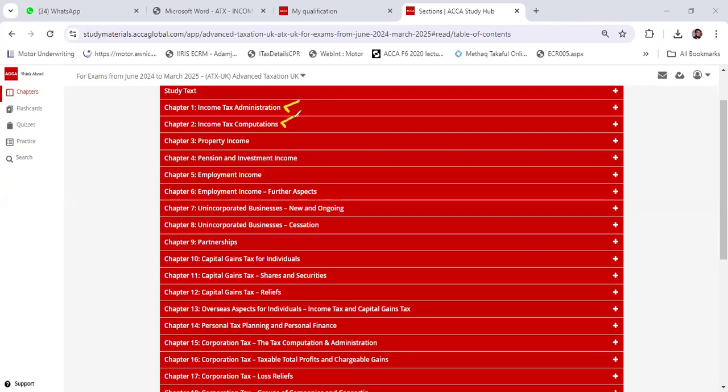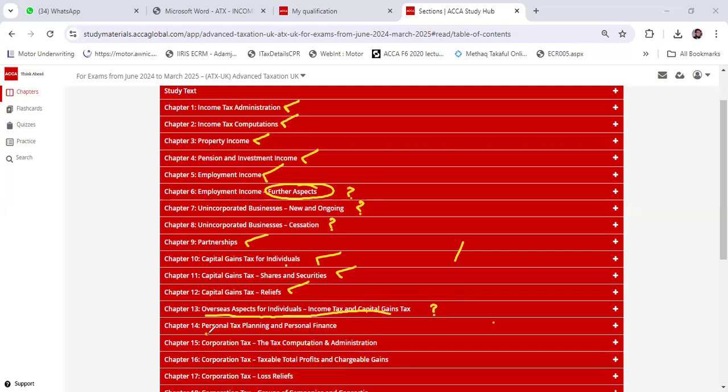Now, income tax computation. We learned it in TX or no? Yes, we did. Property income, pension, we learned. Employment income, the benefits in employment income. This is something new, further expense. I don't know, okay, no problem. Something new, cessation, something new, I don't know. Partnership, okay, I know. CGT, yes. CGT overseas, sir, I don't know.